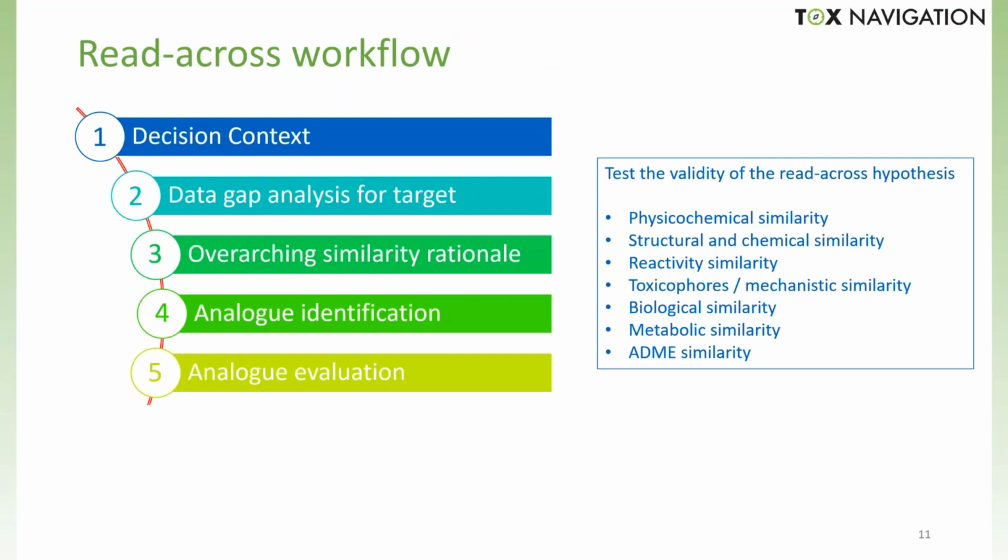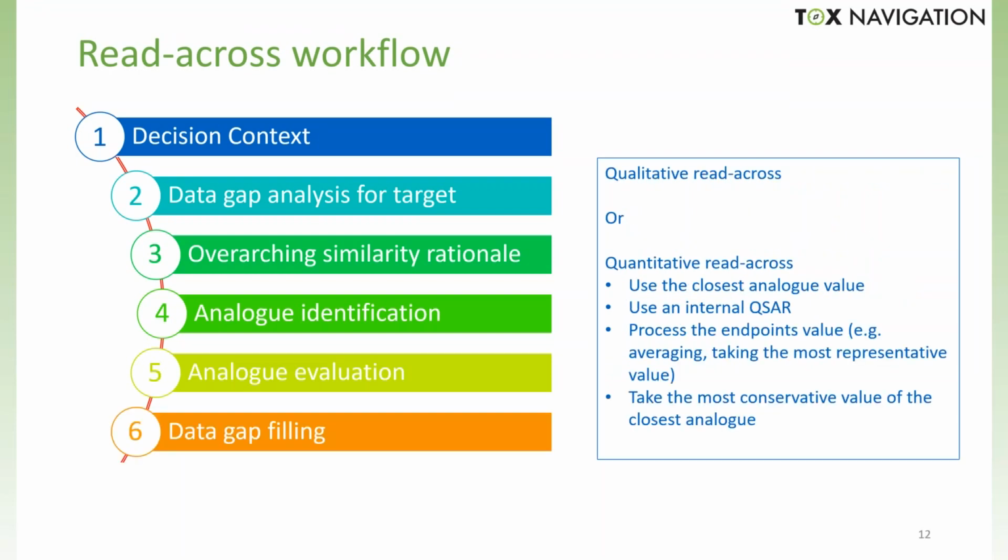Step 5 is where you test the quality of your analogues based on their similarity to a range of properties. At this point, you might reject some analogues or refine your hypothesis. You can then proceed to data gap filling by doing a read across or trend analysis. If it is a quantitative read across, you can use these different approaches for data filling.